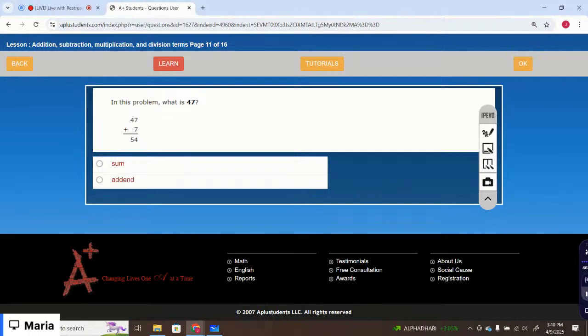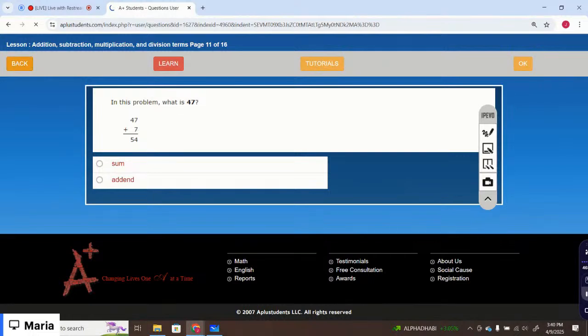In this problem, what is 47? 47 is the addend. Okay, you can complete the lesson by yourself later today.